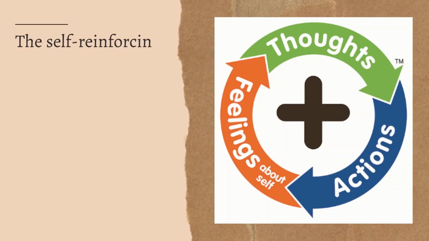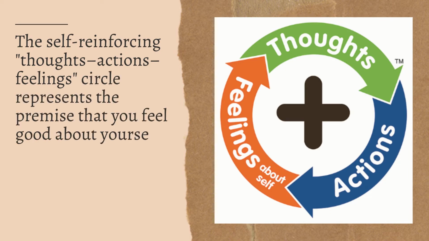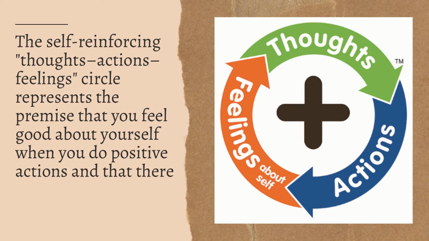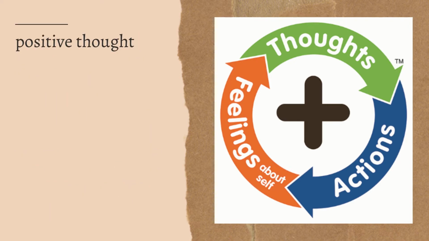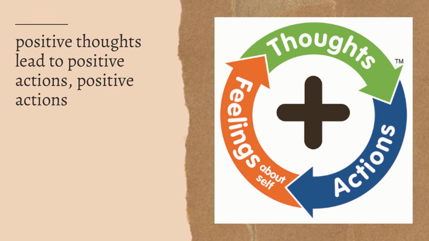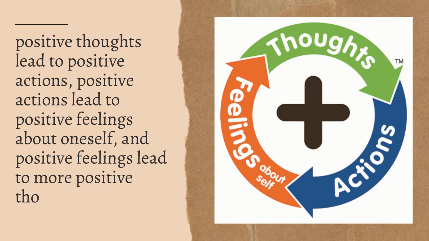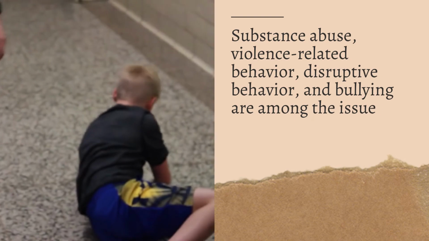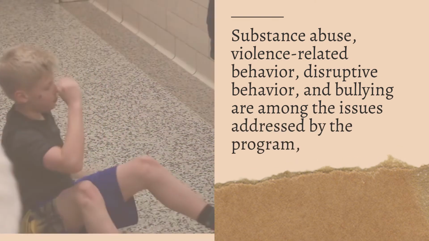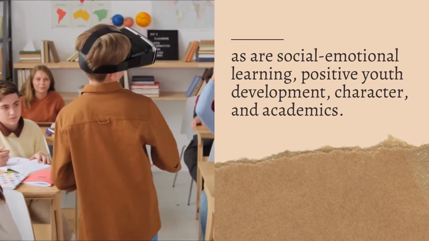The self-reinforcing thoughts to actions to feelings circle represents the premise that you feel good about yourself when you do positive actions and that there is always a positive way to do everything. Positive thoughts lead to positive actions, positive actions lead to positive feelings about oneself, and positive feelings lead to more positive thoughts. Substance abuse, violence related behavior, disruptive behavior, and bullying are among the issues addressed by the program, as are social emotional learning, positive youth development, character, and academics.